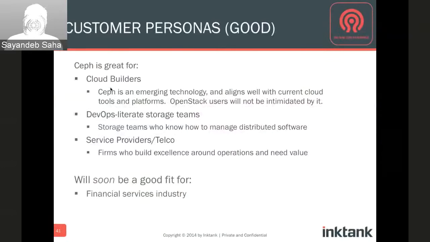Next section on customer personas, like who is a good target to sell Ceph to?